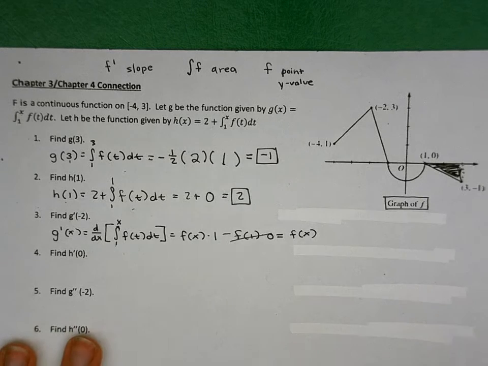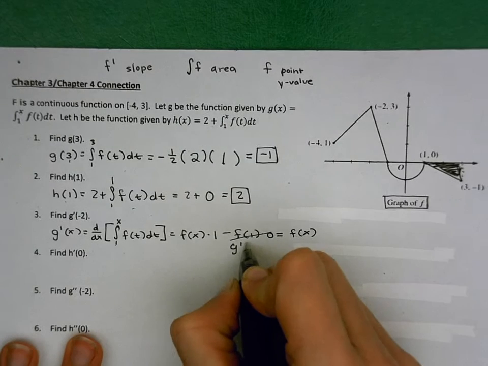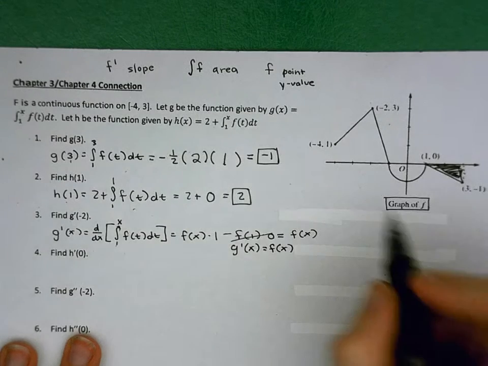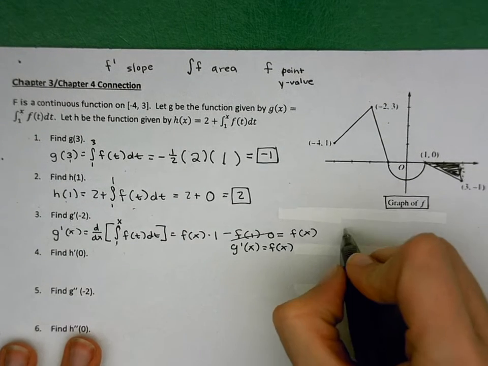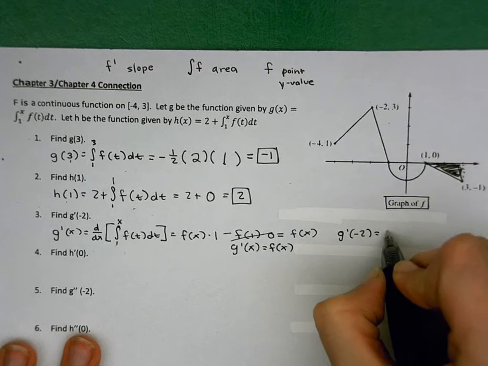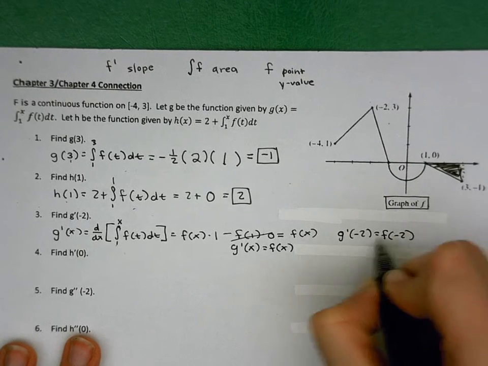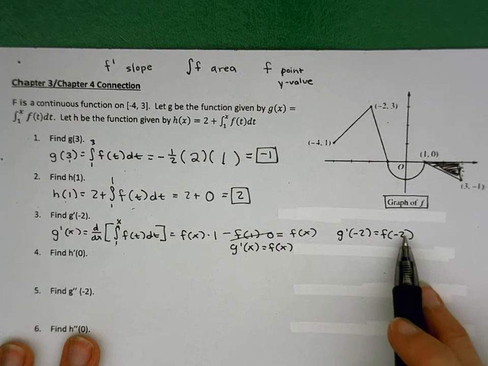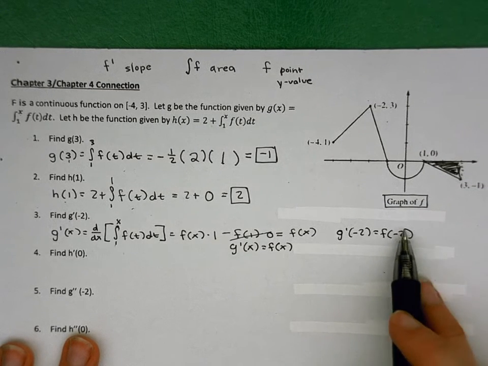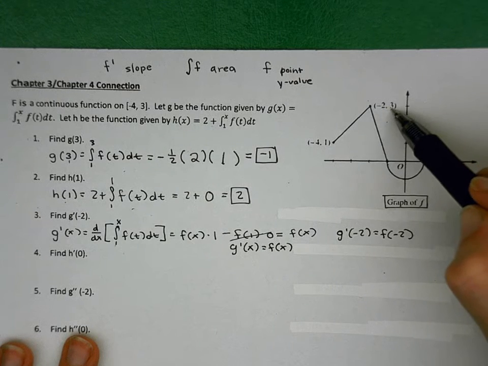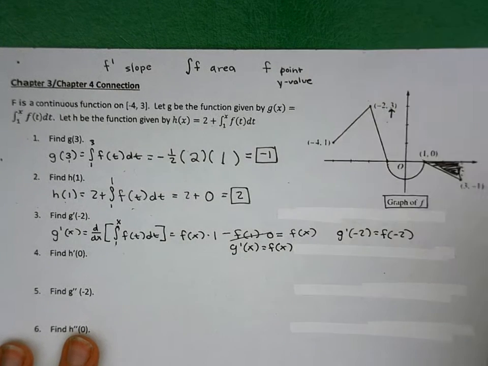Okay. Go ahead and write that underneath here so we have it all on one line. Which means that if I want to find g prime at negative 2, g prime of negative 2 equals f of negative 2. And remember, f of x is a y value, right? What's the y value at negative 2? F of x, y equals, right? The y value at negative 2, well, here's x equals negative 2. Its y value is 3.